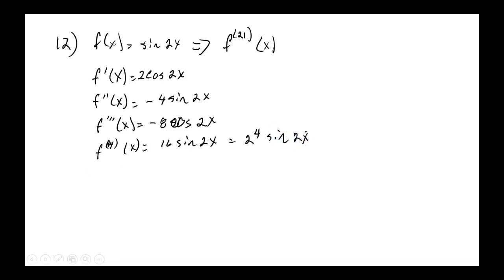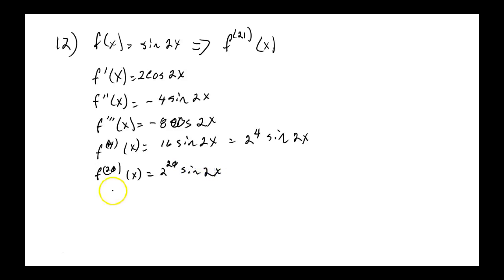So in other words, you could do 2 to the 20th power sine 2x. Why would it be? Because every 4 derivatives you come back to sine, and you're stopping at 20. And that would be 2 to the 20th power times the sine of 2x.